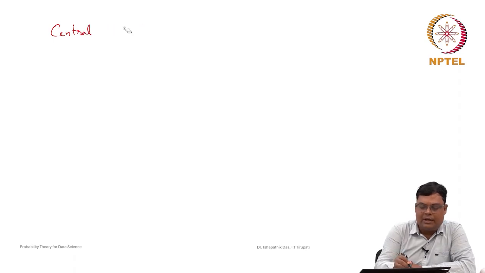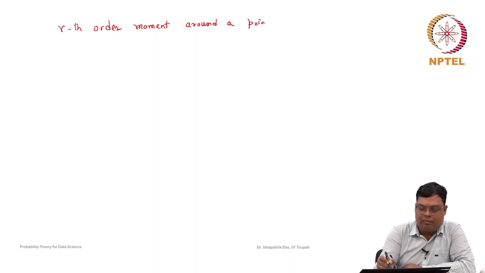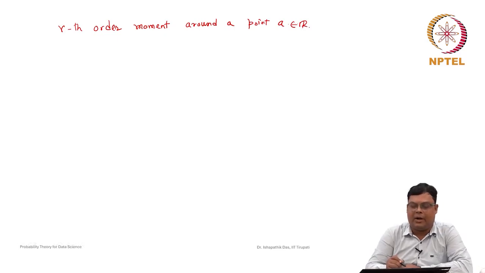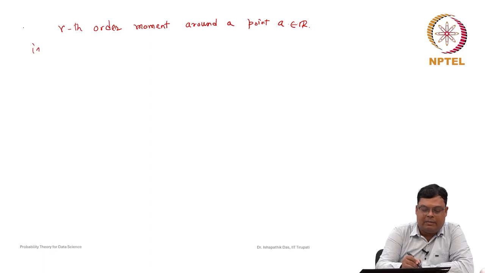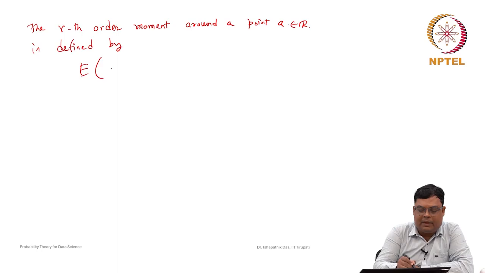First, we define moments around a point. Suppose A is a real number. The rth order moment around a point A is defined by the expected value of (X minus a) whole to the power r.